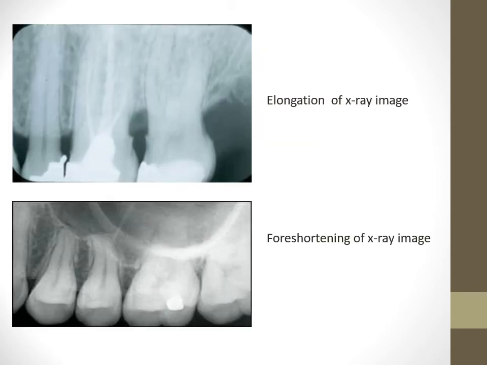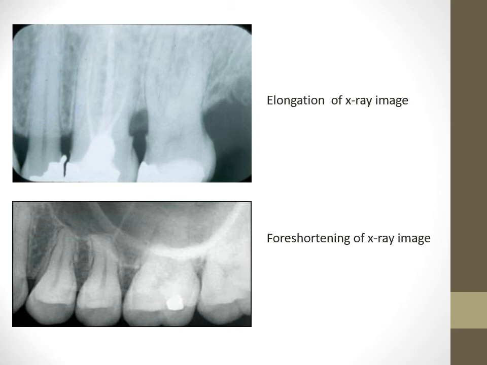Next is elongation of the X-ray image. I told you we have vertical angulation for the bisecting angle technique. Whenever there is insufficient vertical angulation, we have elongation of the image. When there is excessive vertical angulation, we have foreshortening of the X-ray image. Elongation is also a fault and foreshortening is also a fault.